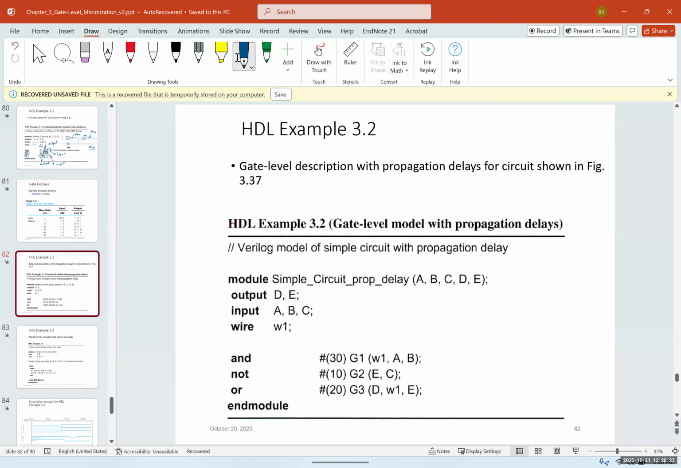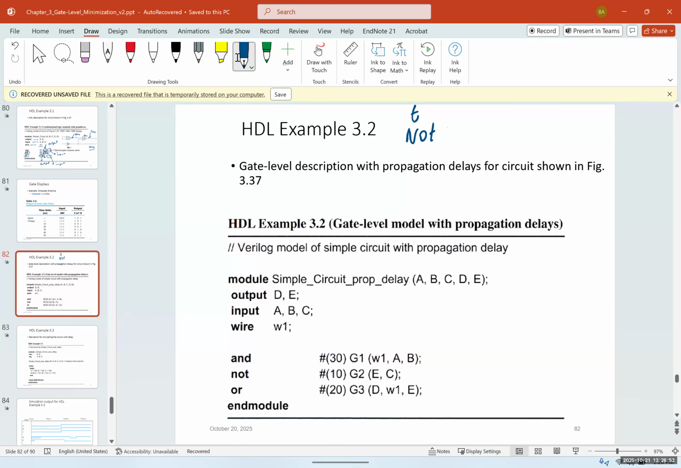So this example shows the gate level description with propagation delays for circuits shown in figure 1, meaning we would actually show how much delay each gate has as well. For example, an OR gate takes more time. It's slower than a NOT gate. An AND gate is slower than an OR gate. So if I want to write the delays, the NOT gate is usually the fastest.